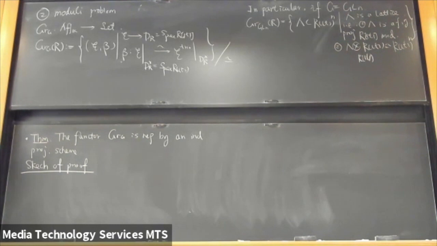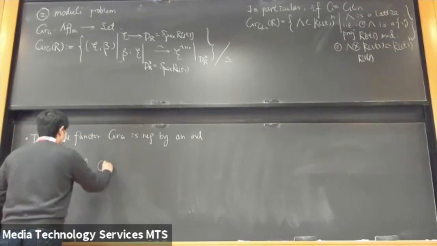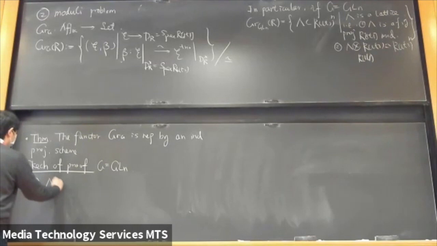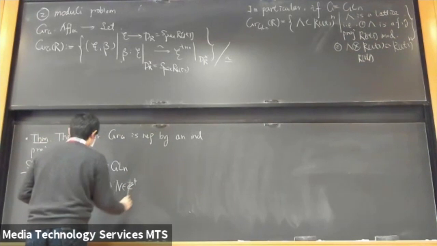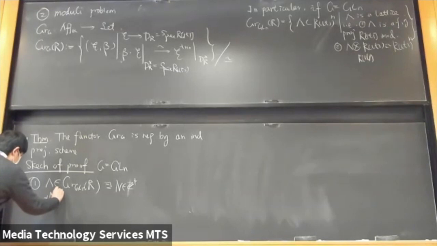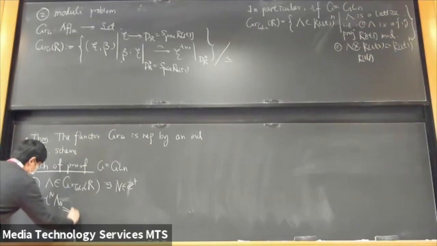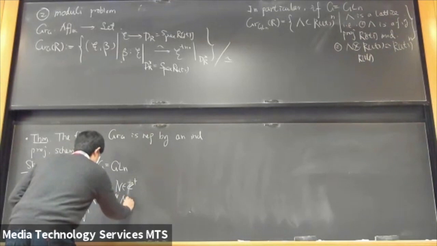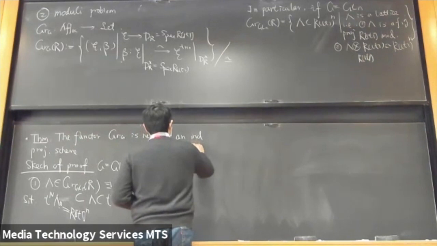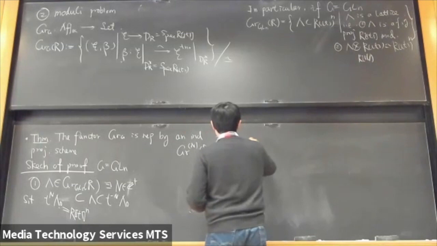Okay. So we first make an observation, maybe just for G equals GL_n. We use the lattice interpretation. For any lattice Lambda in Gr_GLn(R), we can always find a large enough positive number N such that this lattice sits inside T^(-N) Lambda_0, where Lambda_0 is defined to be the standard lattice R double bracket T to the n, and contains T^N Lambda_0. So I'll define a functor Gr^N whose R points are all lattices Lambda satisfying this inclusion relation.